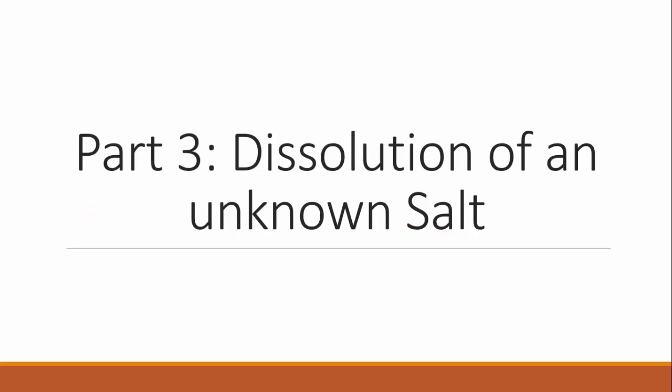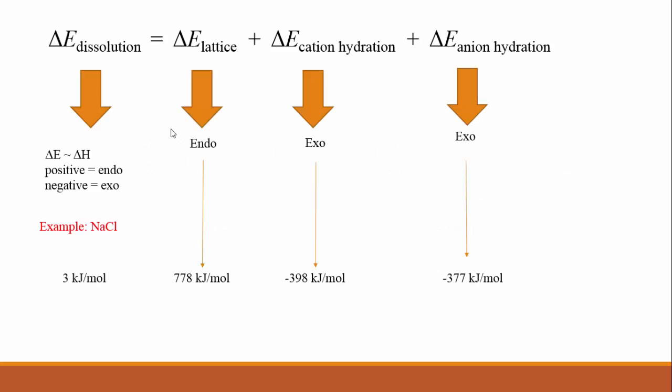The final part of the experiment was part 3, and here you took an unknown salt and you dissolved it in water. The total energy, or the change in energy of dissolution, is going to be equal to the change in energy of the lattice plus the change in energy of cation hydration and the change in energy of anion hydration. In your experiment, you would have observed either a decrease in temperature or an increase in temperature. An increase in temperature would indicate that it's an exothermic reaction, whereas a decrease in temperature would indicate an endothermic dissolution process.